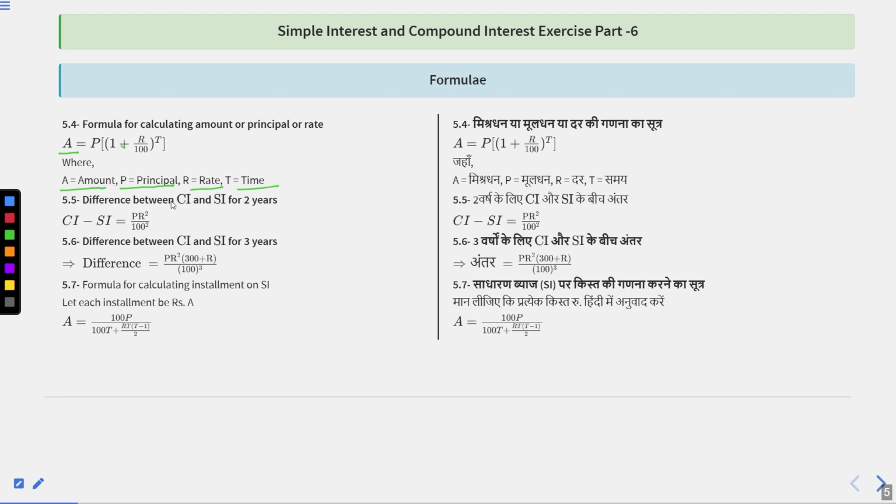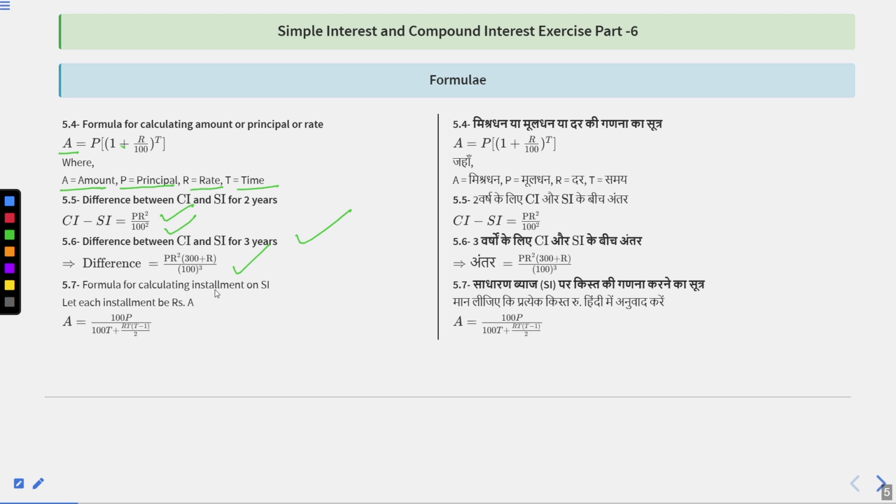If we need to calculate the difference between CI and SI for 2 years, we can directly calculate it as PR square upon 100 square. But if we need to calculate the difference between CI and SI for 3 years, we use the formula PR square multiplied by, in the bracket, 300 plus R, upon 100 cube.